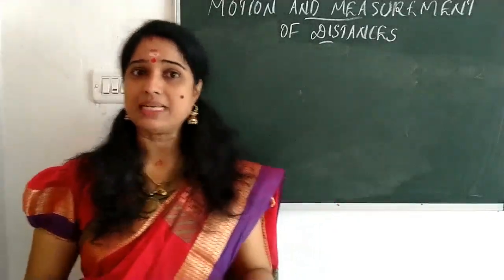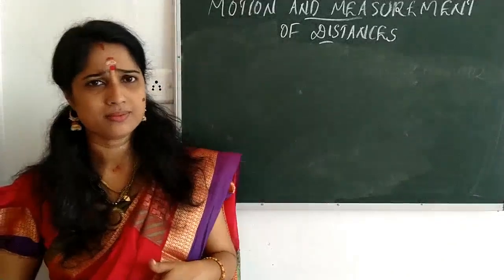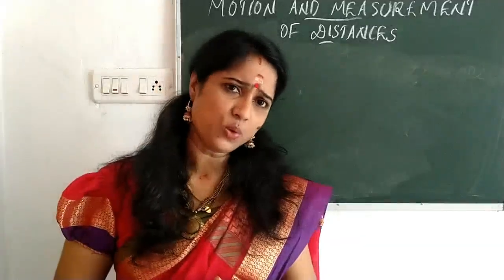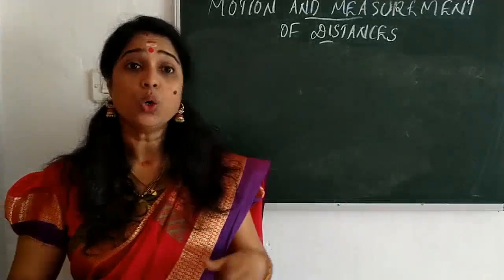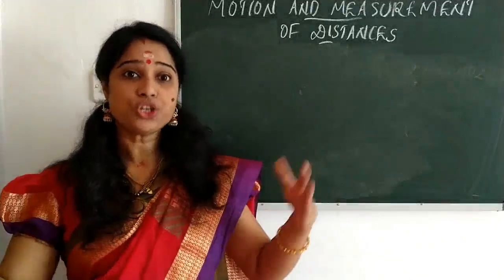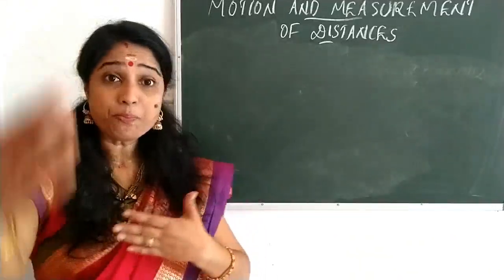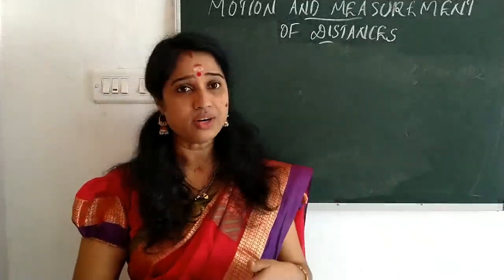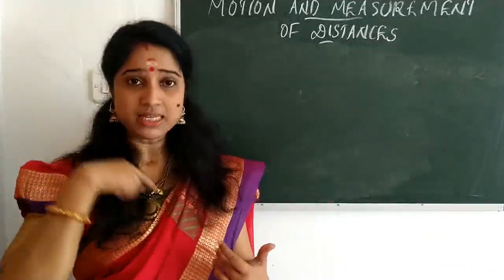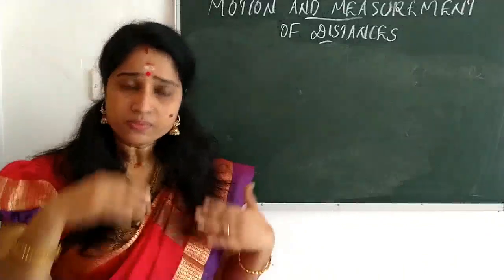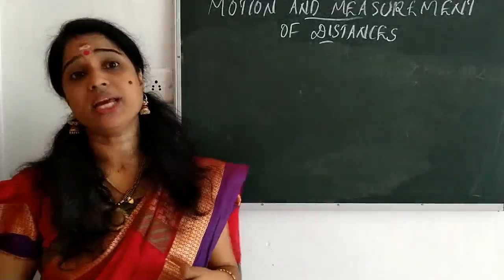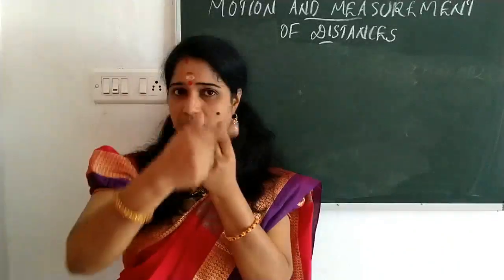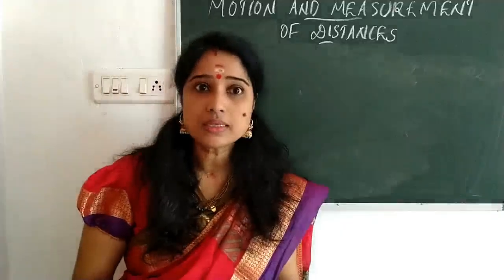In the last class we discussed two types of motion. What are they? Translatory and rotational. Who can tell me what translatory motion is? The whole body moves. The position of the whole body changes. Two types of translatory motion you have already seen: rectilinear motion, which is a straight line, and circular motion. Next we discussed rotational motion. In that motion, an axis is needed, and the object moves around that axis only.